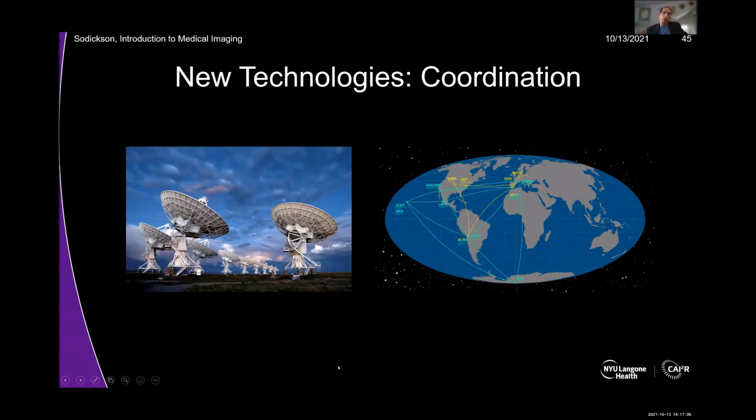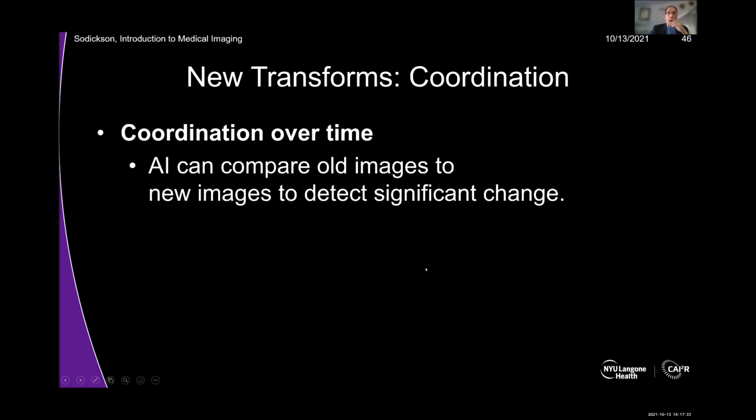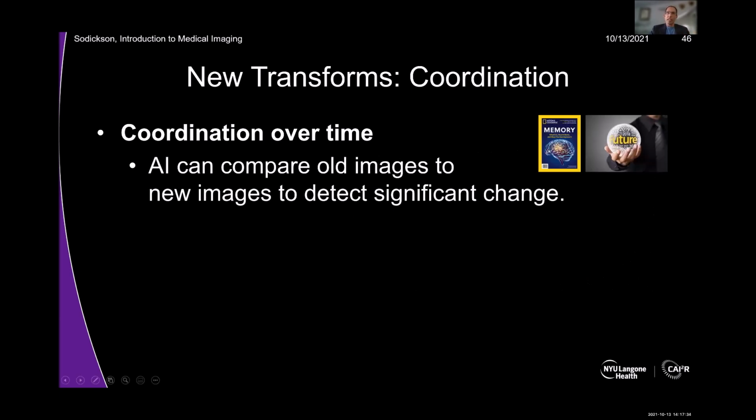Well, what about this other technological development in radio astronomy of using multiple different detectors ultimately to make a telescope the size of the planet? Is there some analog for that in medical imaging? Well, one thing we can do with help from AI is start to think about coordinating imaging sessions over time. So we can use AI to compare old images to new images to detect significant change. So in a way, this is like giving our scanners a bit of a memory.